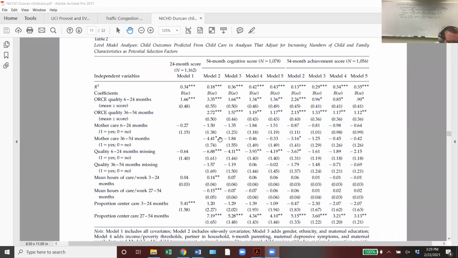So we want to know about this measure of childcare quality, the occupational record of the childcare environment, which they spent years developing and implementing. So these are really the key variables: early quality and late quality, 6 to 24 months, and then 36 to 54 months. And then there's home care. But those are really the two childcare quality variables that matter the most.